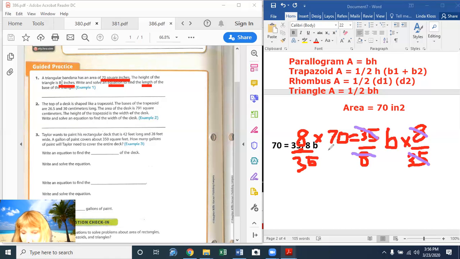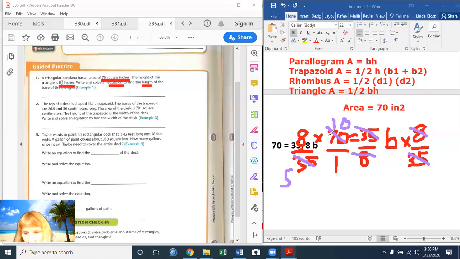Now I'm just going to put this 70 over a 1 so I can see where I'm canceling and what I'm doing. So now I'll be able to cancel because I see that 35 and 70, there is a number that will go into both of those. Can you think of which number that would be? So at least a 7, right? 70 divided by 7 is going to give me 10, and 35 divided by 7 is going to give me, right, 5.